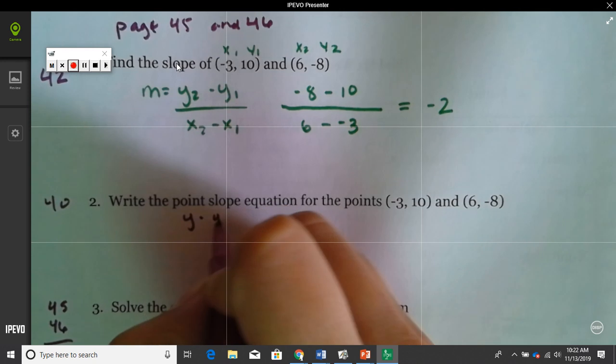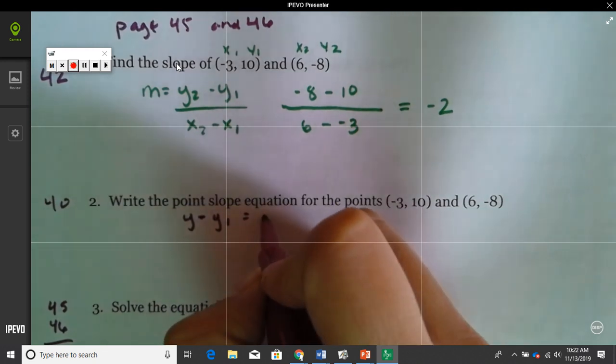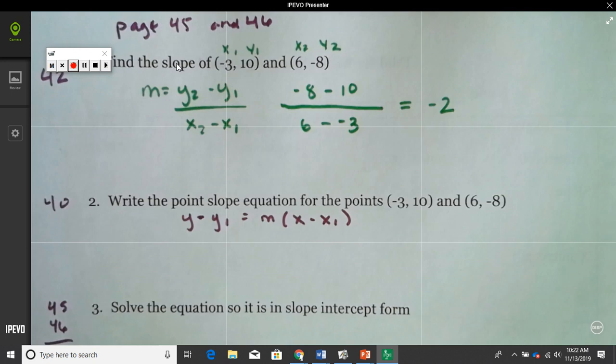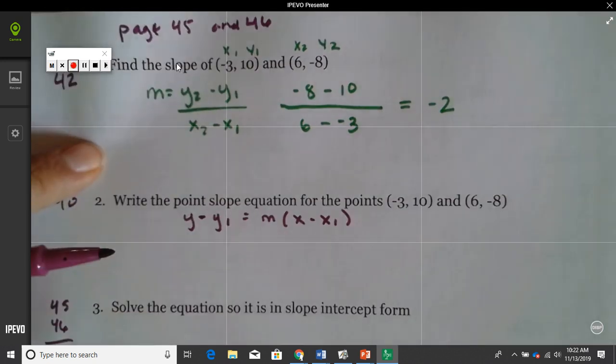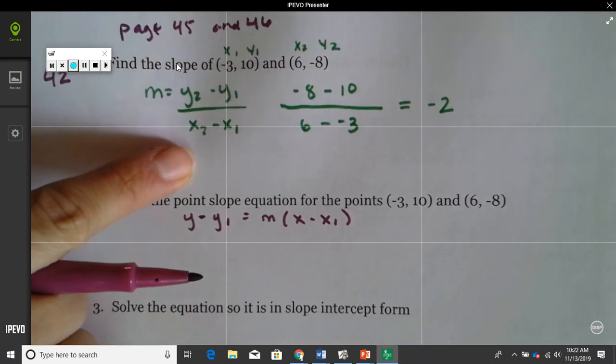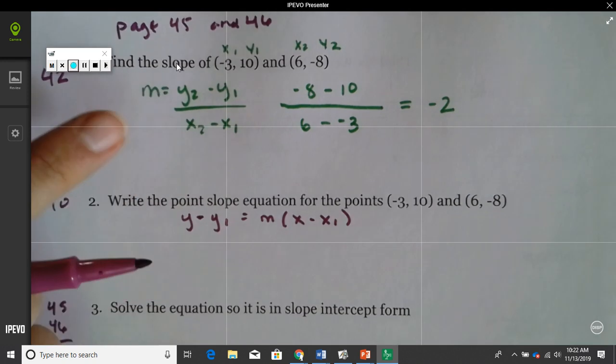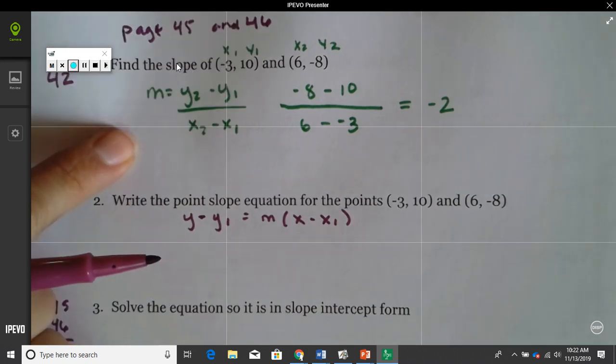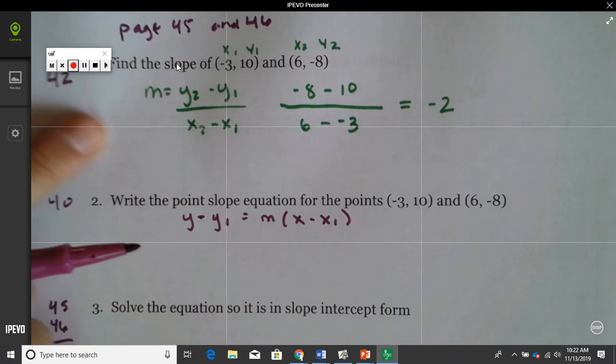Then on number 2, what you're supposed to do is y minus y1 equals m(x minus x1). Now, this one was on page 42. You just do the formula. A lot of people did this much better, and this is like the one on IXL. Everything has to be finished by December 20th.